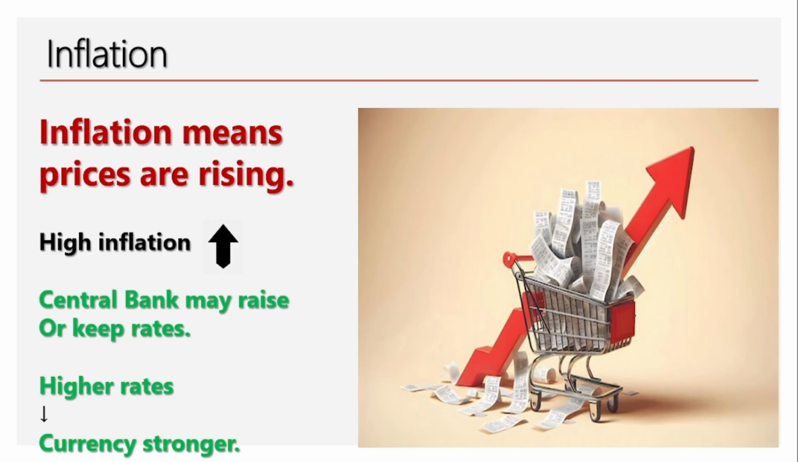Now first of all, how can inflation be high in a country? Inflation can be high because there is more money now in the country, like a more widespread supply of money. You understand? That is what can increase inflation.